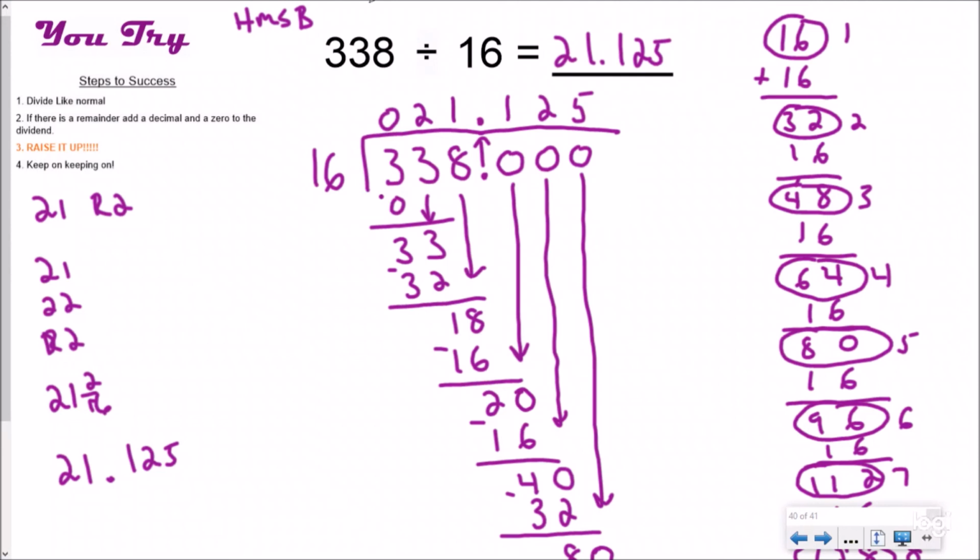So to review our steps, divide like normal. If there's a remainder, you're going to add the decimal and add a 0. You're going to raise the decimal to the roof, and then you're just going to keep on keeping on. You're going to keep adding zeros and bringing them down until you don't have a remainder anymore.